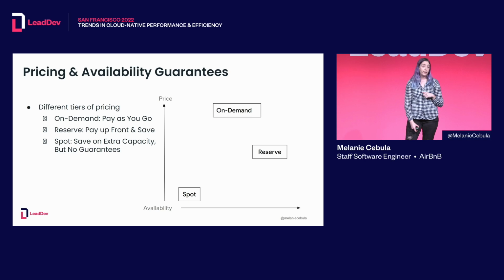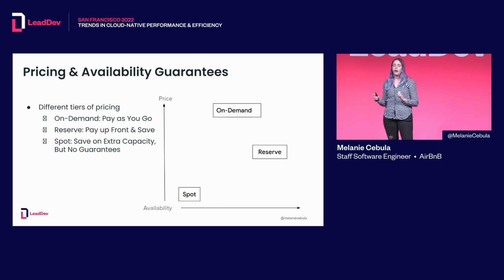Reserve or pay up front and save. This is a way to save money if you pay up front. But it can be challenging to determine how much you should actually reserve. If you reserve too much, you may have wasted reserve instances. If you reserve too little, you might still be paying a lot in on-demand costs. And this is because usage for many customers is spiky. So it can be hard to get the balance right between these two pricing tiers.